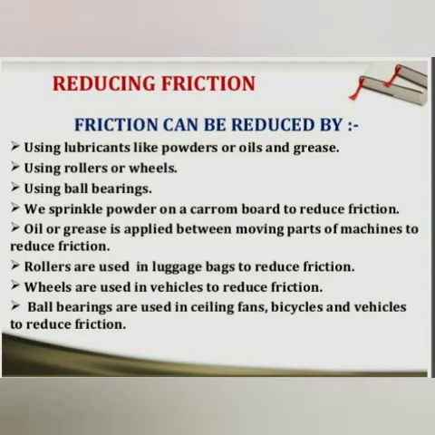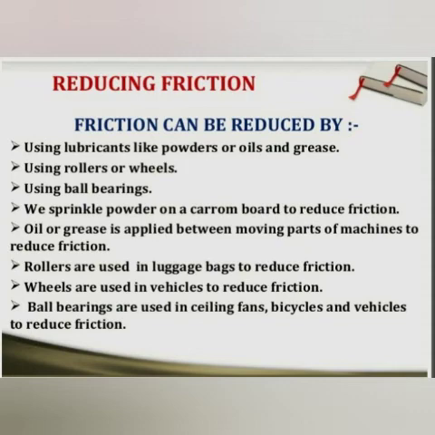Reducing friction. Friction can be reduced by using lubricants, light powders, or oil and grease, using rollers or wheels, and using ball bearings. We sprinkle powder on a carom board to reduce friction. Oil or grease is applied between the moving parts of machines to reduce friction.